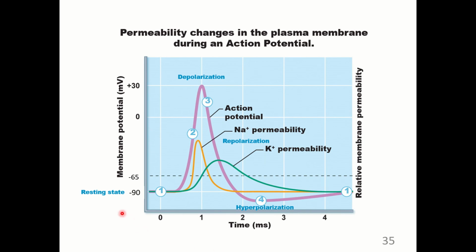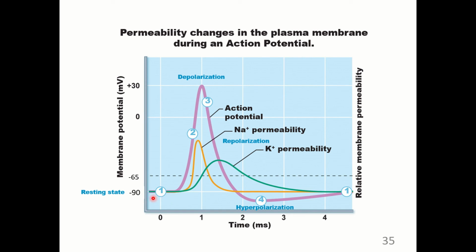This illustration shows a graph depicting the action potential phases of depolarization, repolarization, and hyperpolarization. So at rest, the interior of the cell membrane is a negative 90 millivolts. This is established by the leakage of potassium out of the cell, leaving behind the anions, and it's maintained by the sodium-potassium pump.